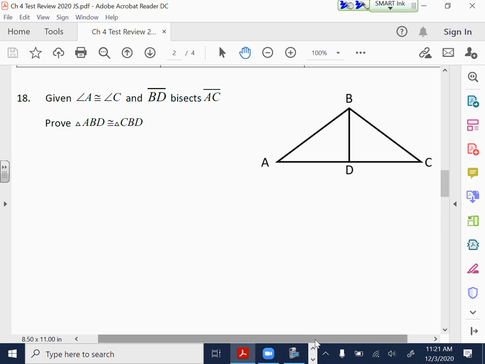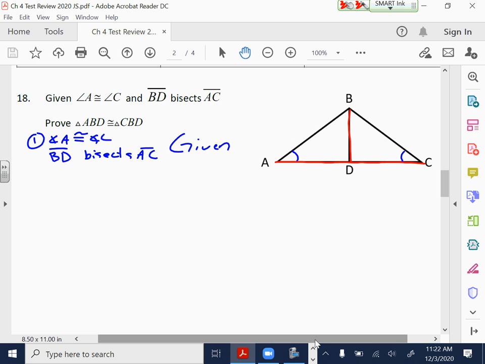So step one, put the givens. So we have angle A is congruent to angle C, and BD bisects AC. That's the given. So let's list this stuff out that we know. We know angle A and angle C are congruent to each other. And then we know that BD bisects AC.